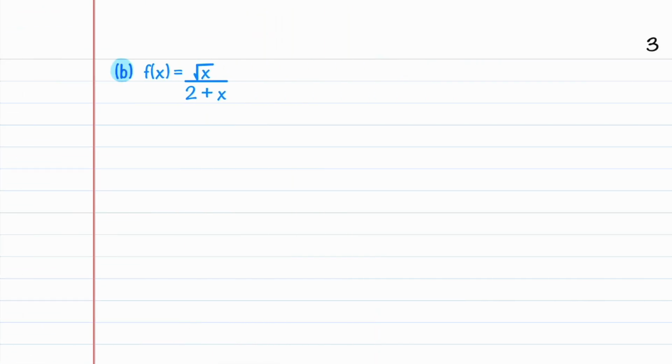Let's now look at part B. In this example, we are taking the derivative of f of x is equal to the square root of x, that's our top function, divided by 2 plus x, that's our bottom function.